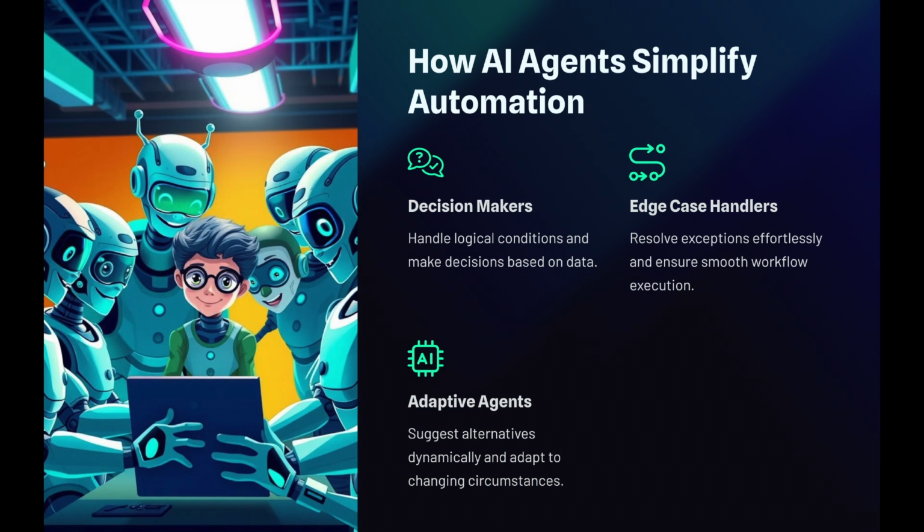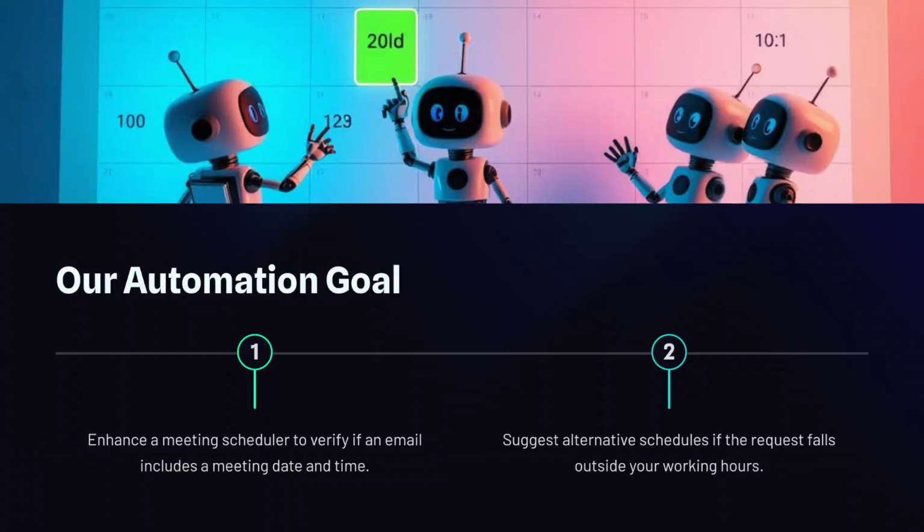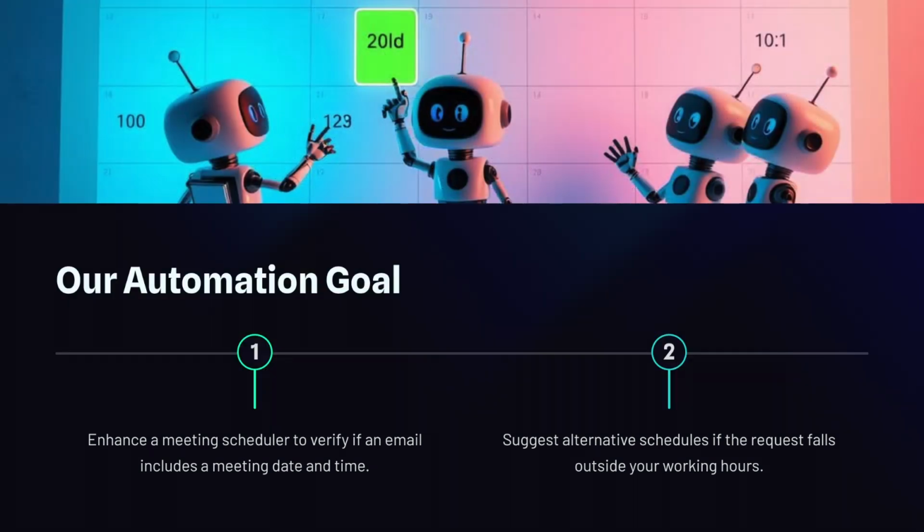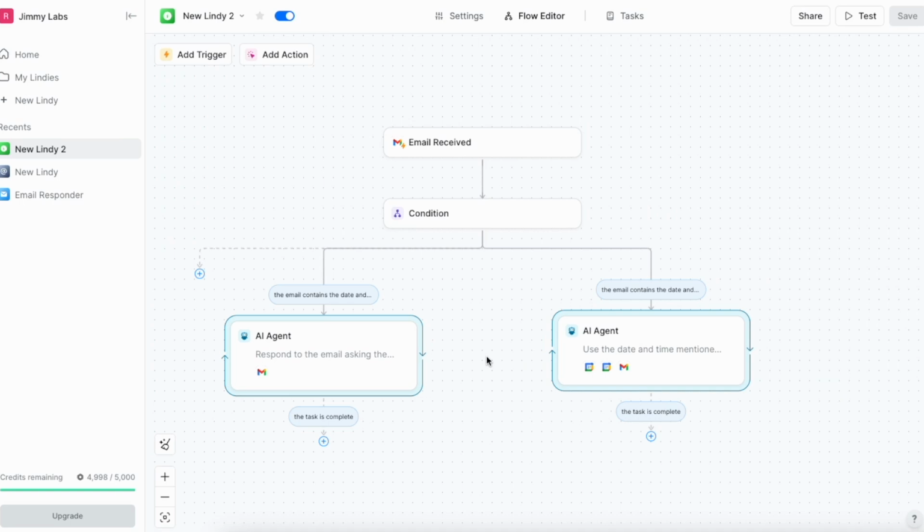Let me show you how we can build on the meeting scheduler automation from the last video. In this automation, we've introduced decision points, like checking if the email includes a date and time for the meeting. Plus, we've let an AI agent automatically suggest alternative schedules if the requested time falls outside your working hours. Now, let's see how I've set up all this using AI agents.